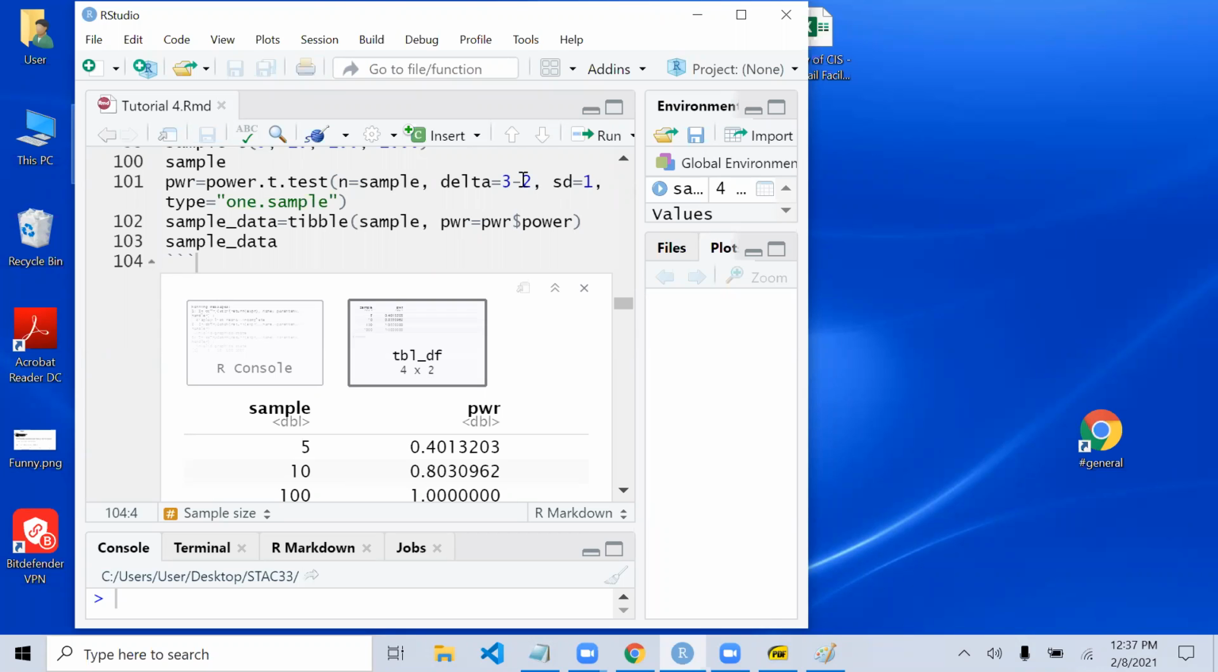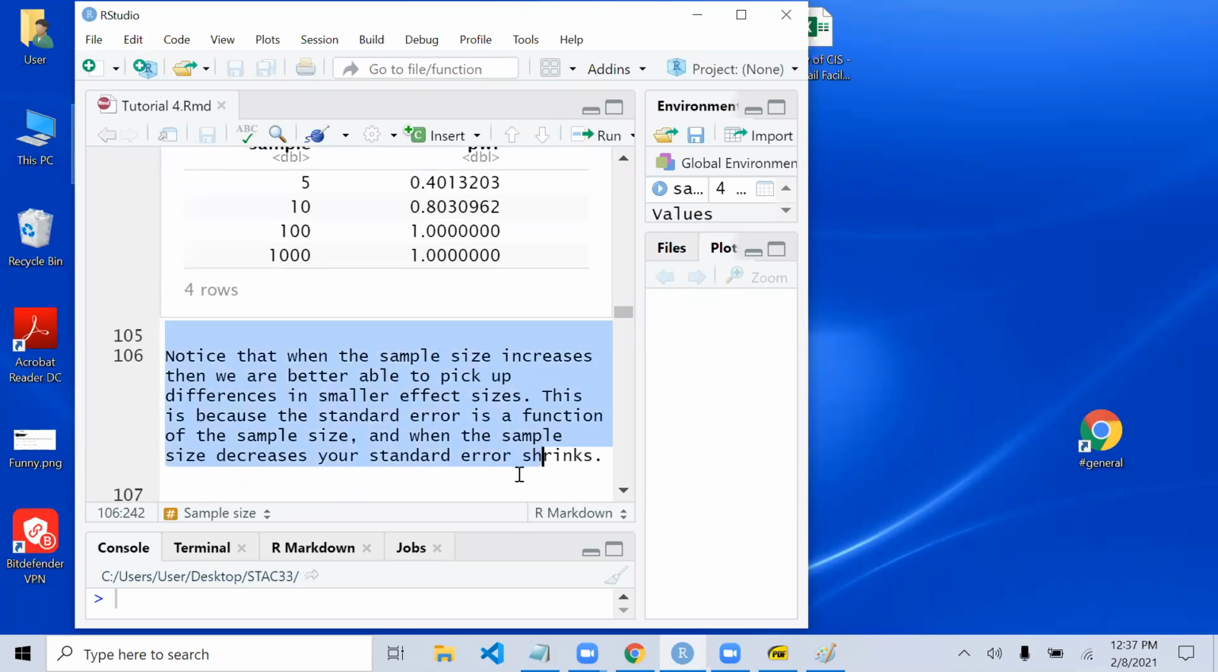I just want to point out that this delta is 3 minus 2, because the true mean, what I saw in the sample, was 3, right? But what I hypothesize is 2. So this is why it's 3 minus 2.